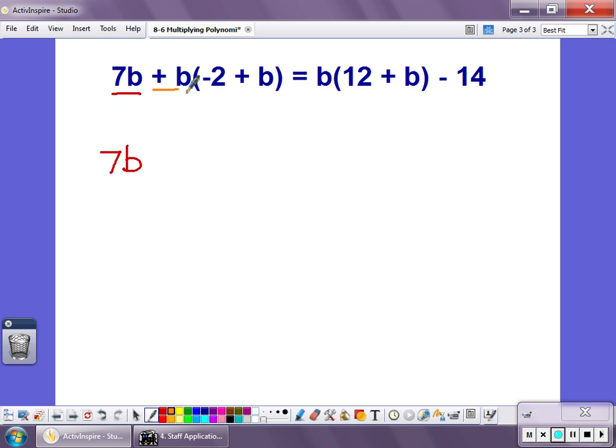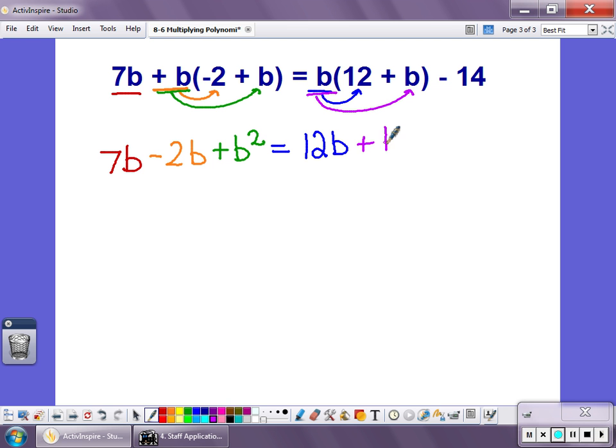And then I notice that this b is being multiplied by these parentheses, so I am going to distribute it. b times negative 2 gives me a negative 2b. And then this b times b gives me a b squared. Then on the other side of my equal sign, this b is going to distribute to these parentheses. So b times 12 gives me a 12b. And then I have that b times b, which will give me a b squared. That's the end of my parentheses, so no more distributing. But I do have a negative 14 that's on the outside here, right on the end.